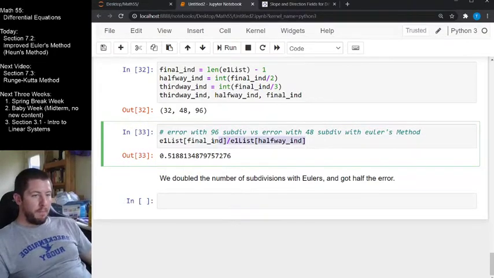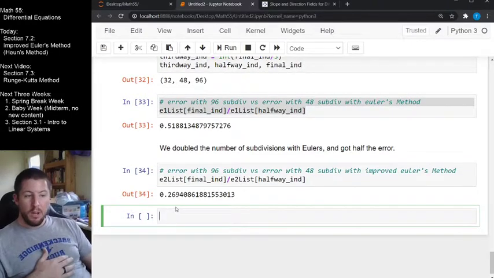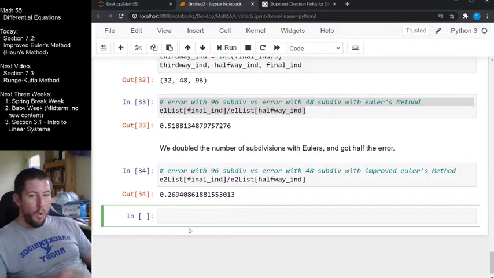So let's do this again, but I want to grab all my E2s. So I'm going to copy and paste this guy down here, and I'm going to change these to E2s. So now I'm going to compare my full to my half. Ooh, and we're only getting about a quarter of the error.